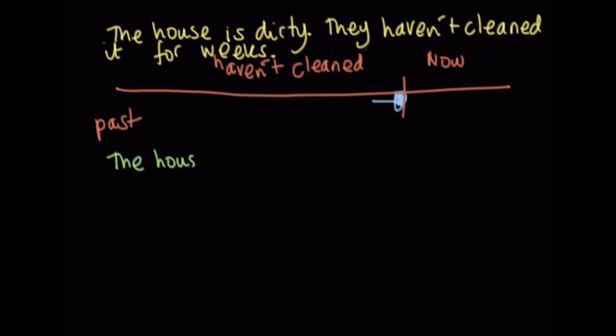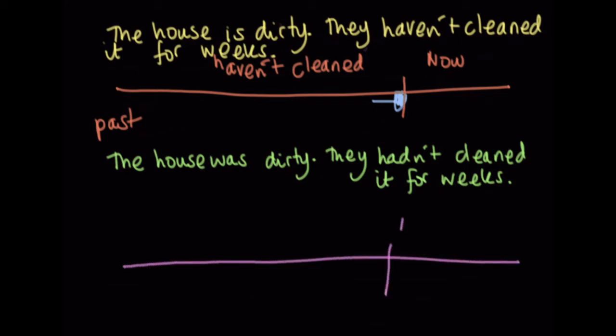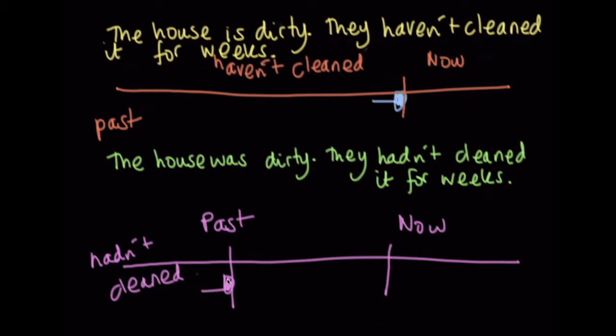So this is why we use the present perfect, as you can see from the timeline. However, if we said the house was dirty, they hadn't cleaned it for weeks. Here you can see we're using the past perfect, hadn't cleaned it for weeks. The timeline is different because the meaning is different. Okay, so let's look at the timeline. We've got now, and we've got the past, and we've got hadn't cleaned. So this time it's up until a point in the past where they hadn't cleaned it, but it means that it's now finished and it's in the past. It's not still dirty, the house. So this is the difference between the present perfect and the past perfect.